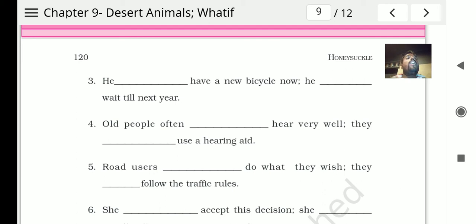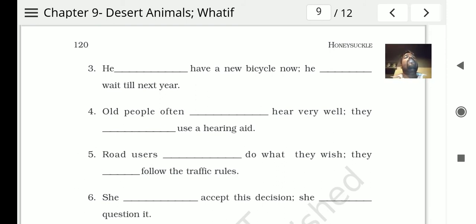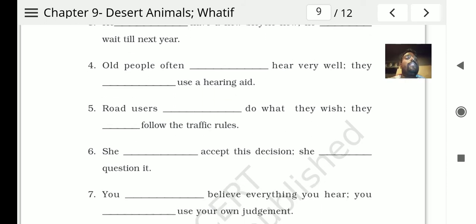Old people often dash hear very well. They dash use a hearing aid. What you have to fill up here? Old people often cannot hear very well. They have to use a hearing aid. This is first person plural, so here you have to use have to. They have to use a hearing aid. Did you get? Okay, next one.